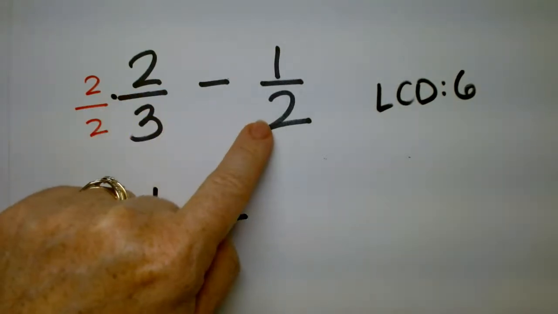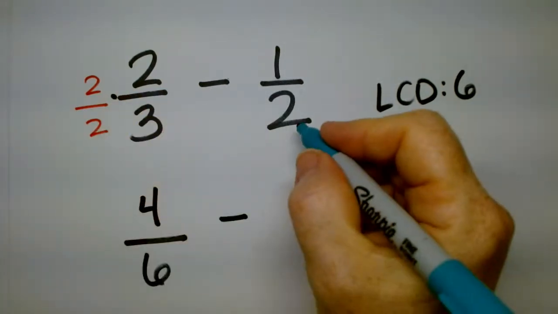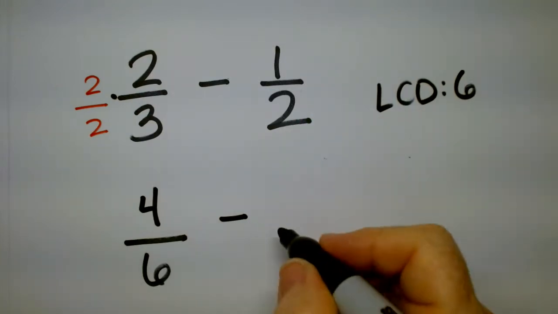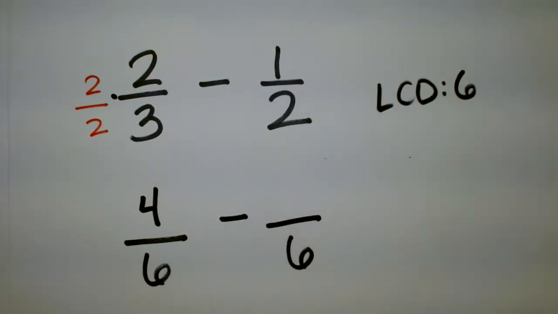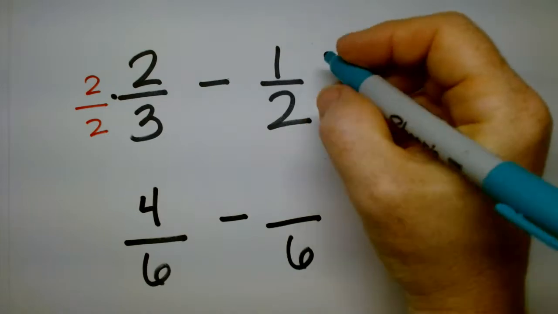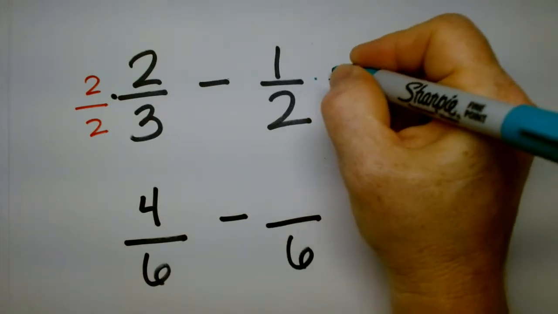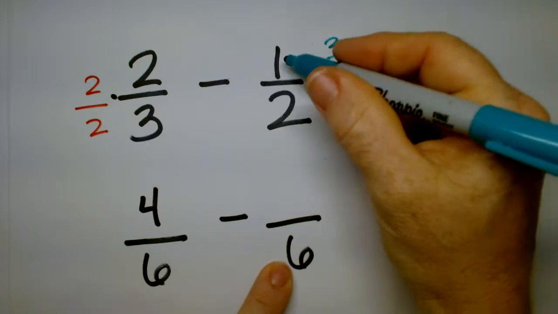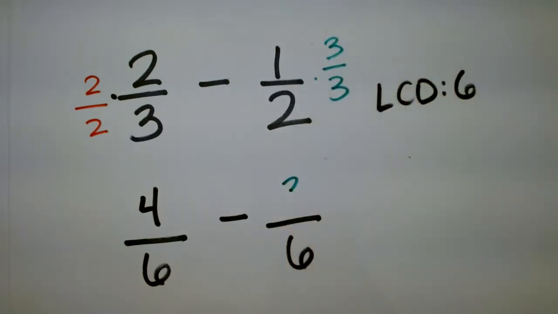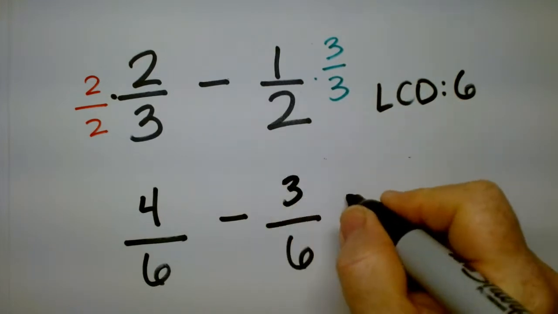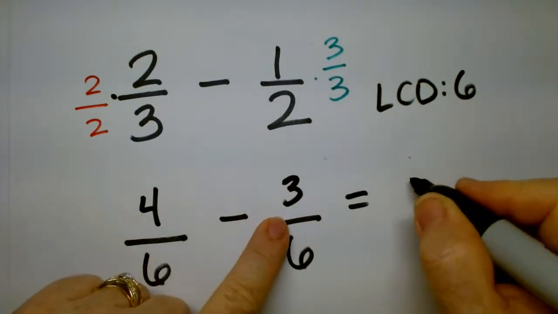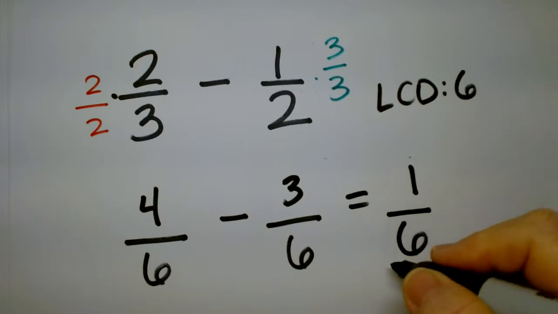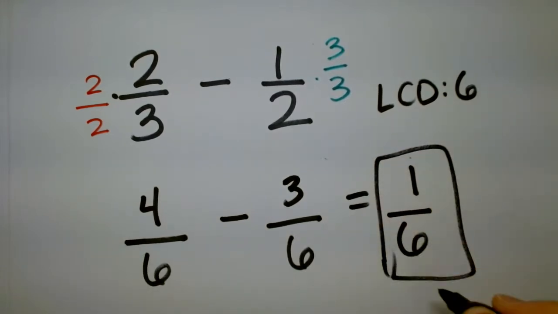Good. How about this one? What do I have to do to the 2 to make it turn into a 6, using only multiplication? 2 times 3, right? So top and bottom get multiplied by 3. Here's your 6. 2 times 3 is 6. 1 times 3 is 3. So I have 4 minus 3 is 1, and the 6's carry over. My answer, how'd you do? 1/6. Yay!